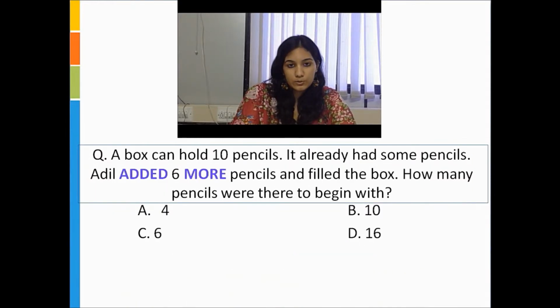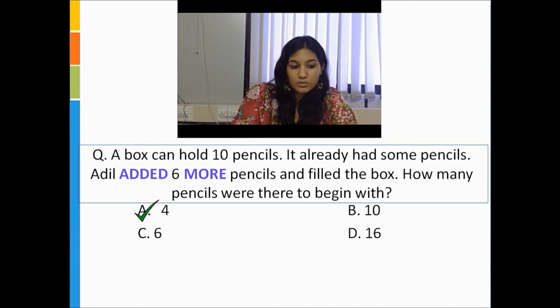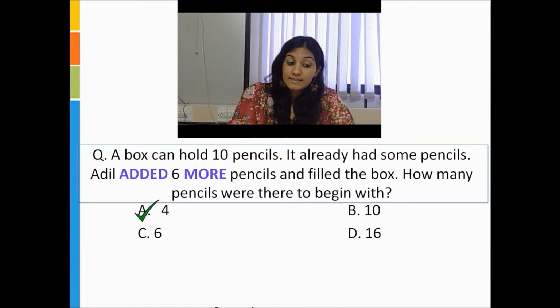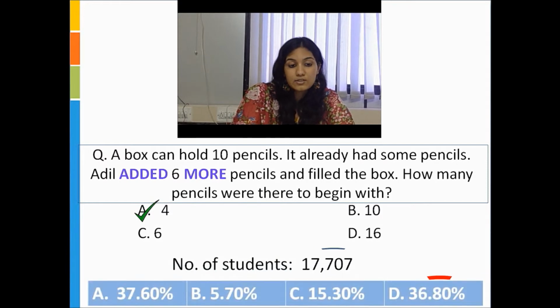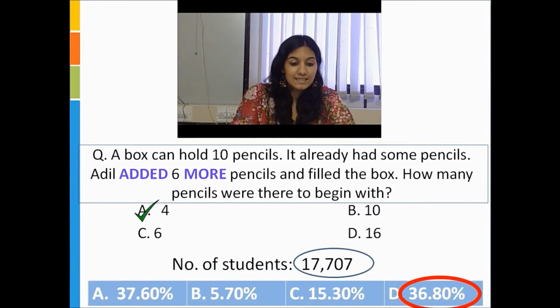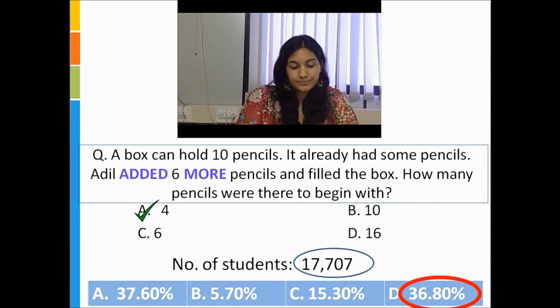Look at the question below. A box can hold 10 pencils. It already had some pencils. Adil added 6 more pencils and filled the box. How many pencils were there to begin with? What do you think the most common wrong answer was? 36% of 17,000 students answered 16, probably on seeing the word added and more.